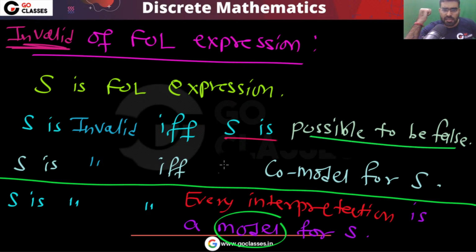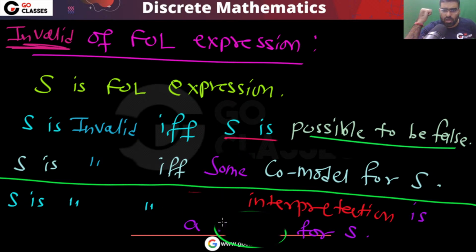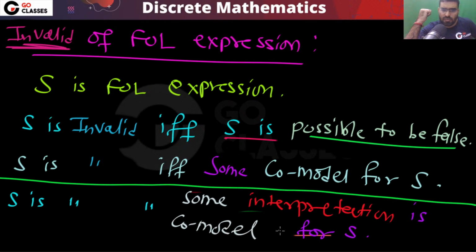It means there is some countermodel for S. So this is the idea. I can say there is some interpretation, and that interpretation is a countermodel for S. So you can make it false. That is your invalid.